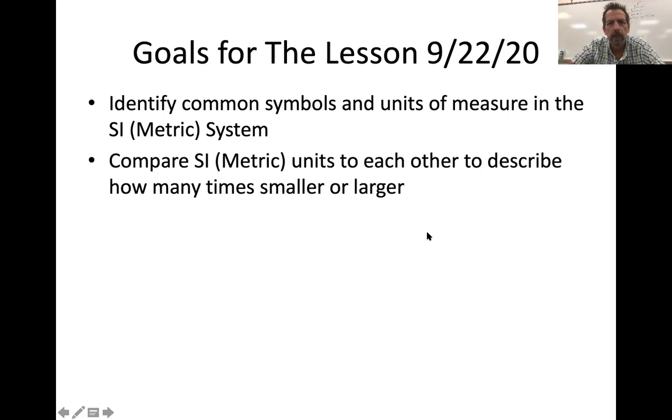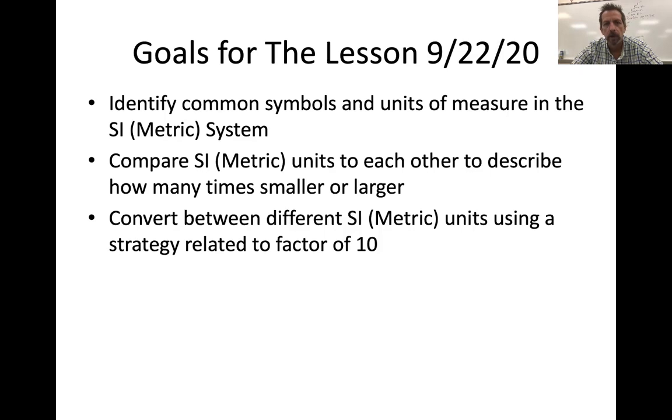Next, we will take a look at being able to compare one metric or international system unit. Sometimes the metric system is called the international system. We spoke about that in a previous lesson. We'd like to be able to describe how many times smaller or larger one unit of measure is. For example, how many times smaller is a centimeter than a kilometer? I'd like us to have some strategy for doing that. And then finally, convert between different metric units, taking a centimeter amount and turning it into maybe a millimeter amount. So those are the three very specific goals.